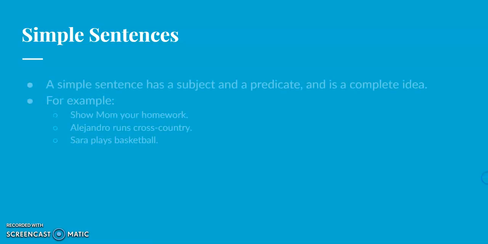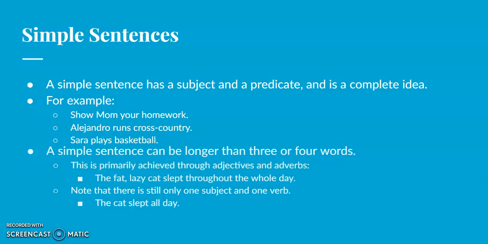We actually looked at these back in Lesson 4 when we were going over independent clauses. A simple sentence is a single clause. It has a single subject and a single predicate. The first 3 sentences are short and straightforward. Each has a subject, a verb, and an object, and not really much more than that. However, a simple sentence doesn't have to be short.